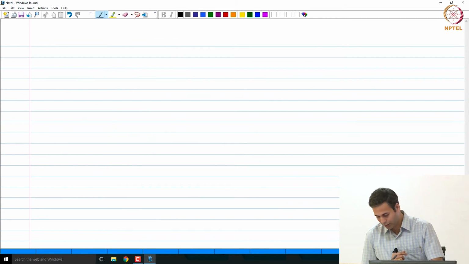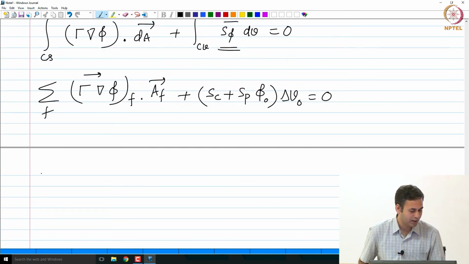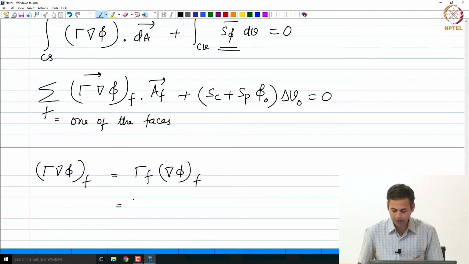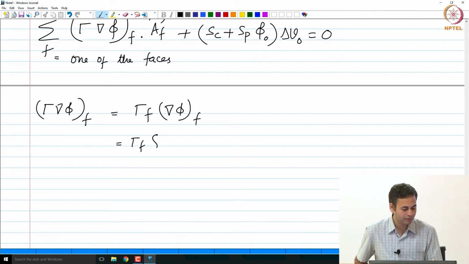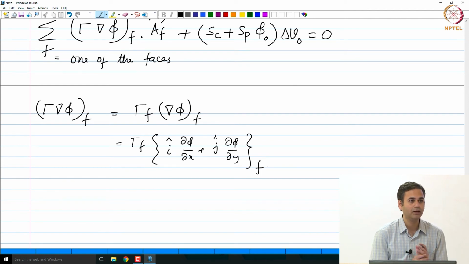Then let us go back and see what these things are. What is gamma grad phi f? Let us say I am taking one of the phases. This is gamma f grad phi f. This can be written as gamma f times i hat partial phi partial x plus j hat partial phi partial y evaluated on the phase. That is what we have in the x y coordinate system, that is fine.